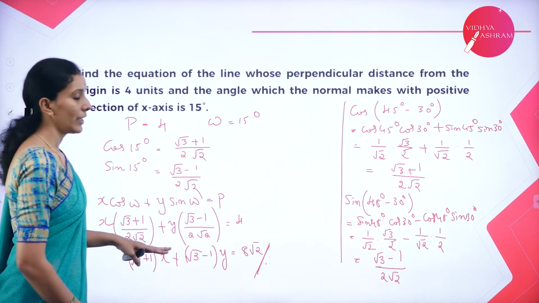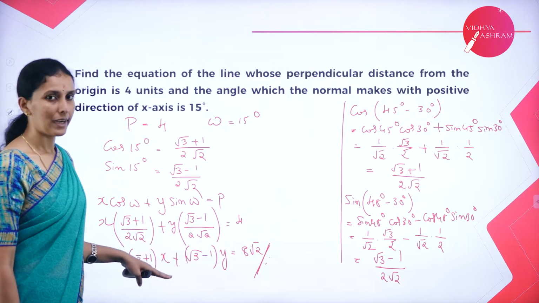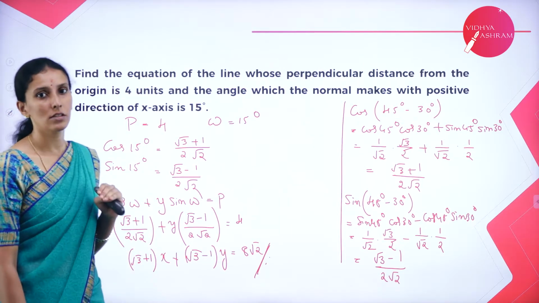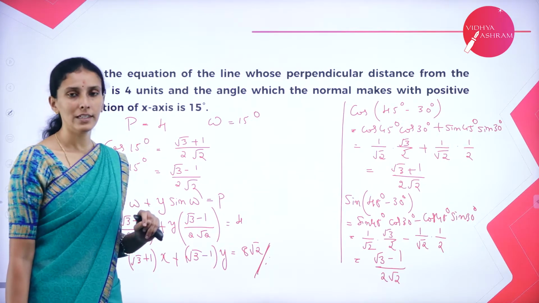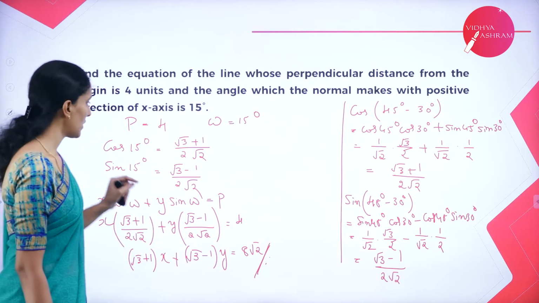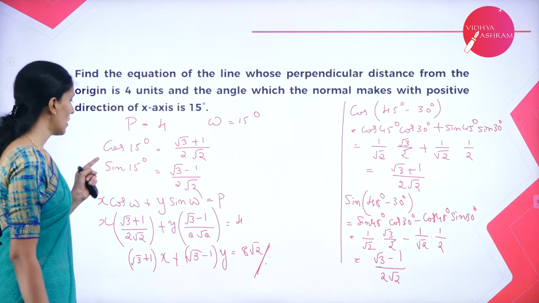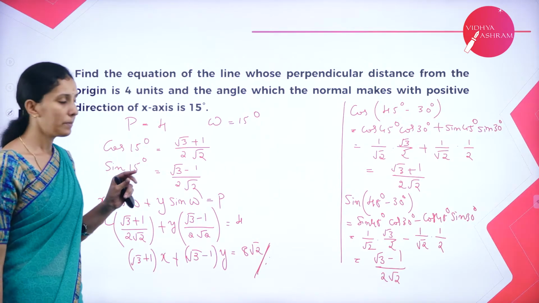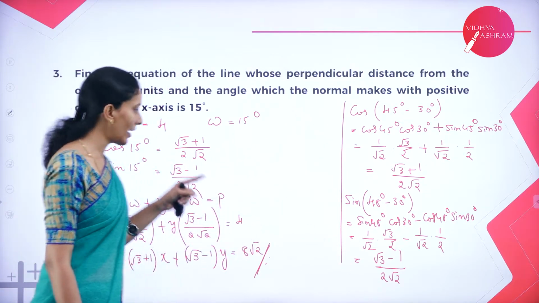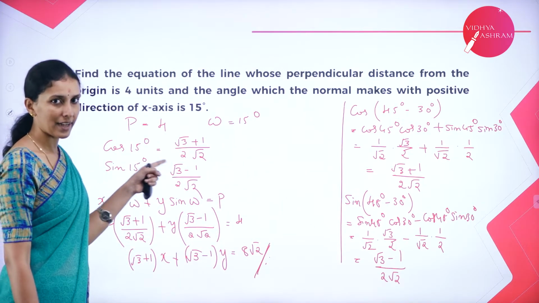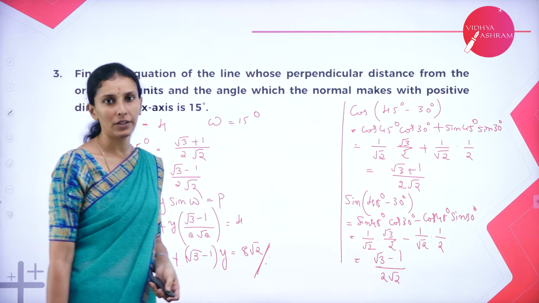So this is the equation of a straight line having the perpendicular distance 4 units and the angle of inclination 15 degree. So first find the value of cos 15 and sin 15. Remember, you can learn these values instead of doing that. You can directly write what is cos 15 and sin 15, and just substitute the given values there.